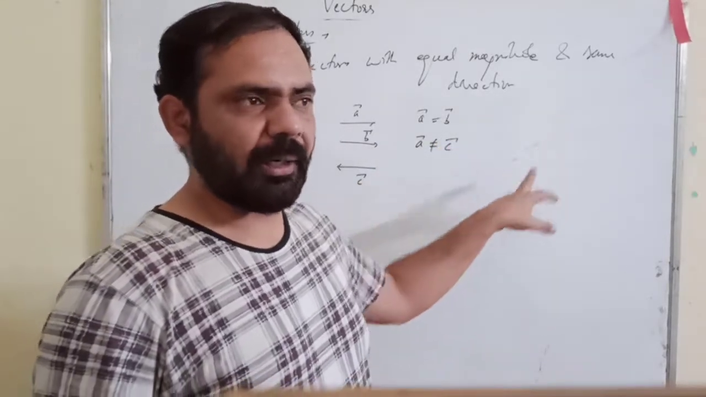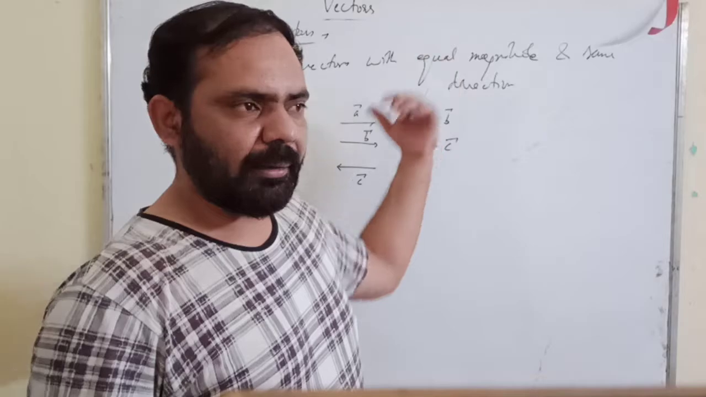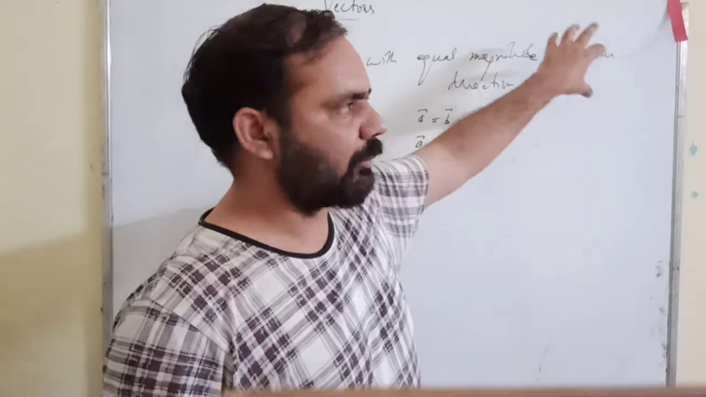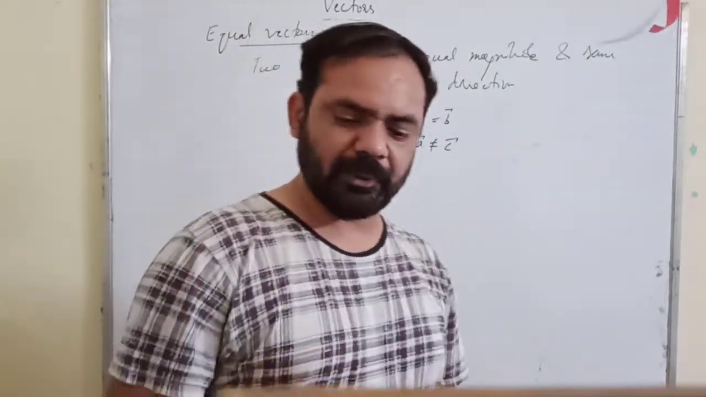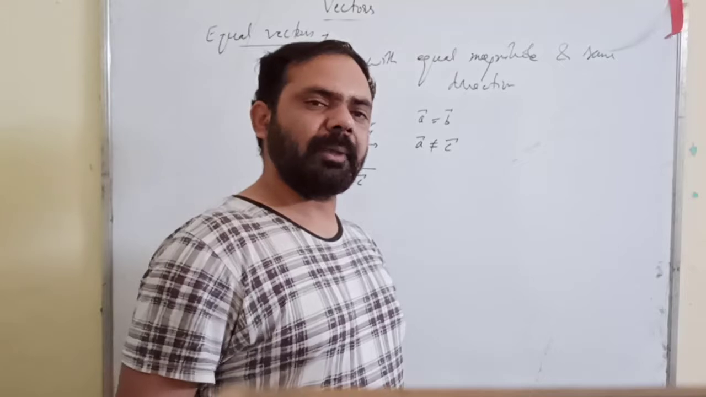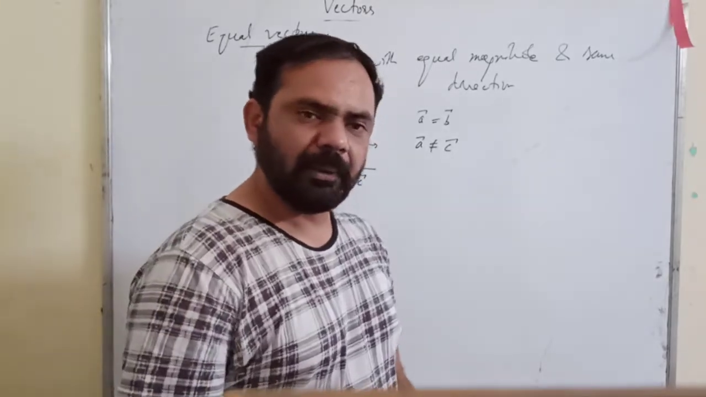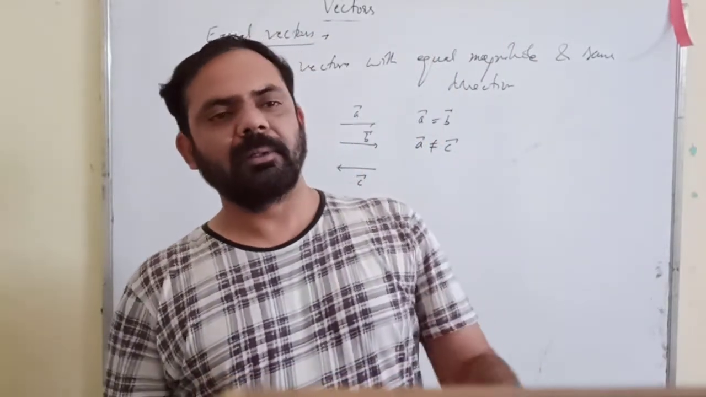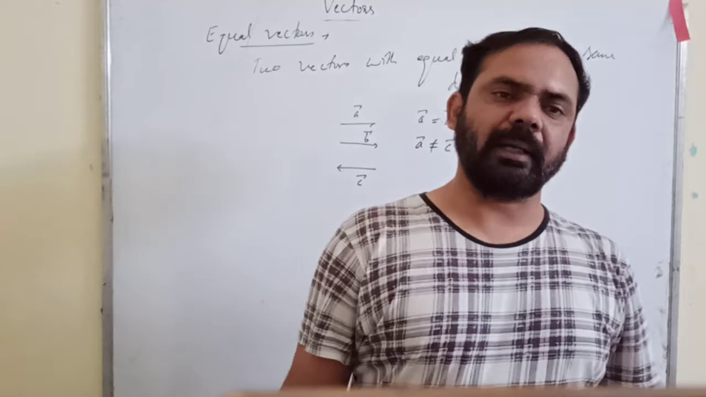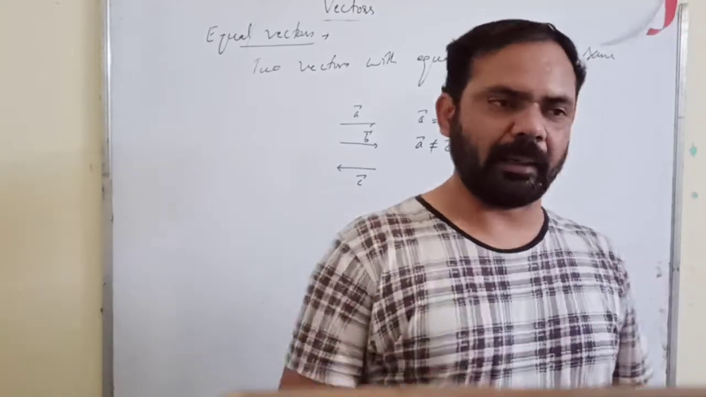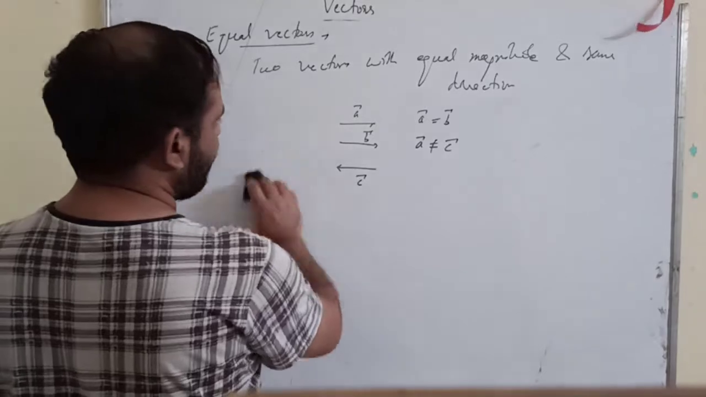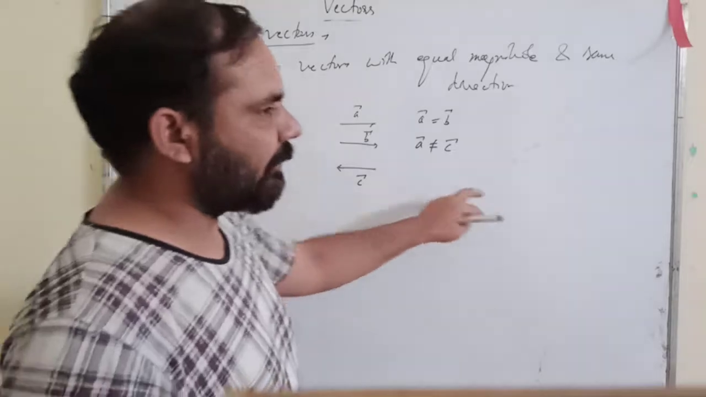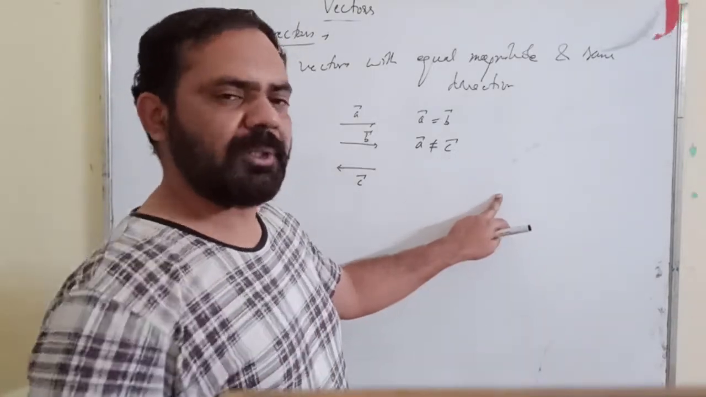How will you obtain magnitude? Under root x square plus y square plus z square. And what will be your unit vector? That expression I just wrote here. That was the expression for unit vector: x upon under root x square plus y square plus z square i cap, plus y upon under root x square plus y square plus z square j cap, plus z upon under root x square plus y square plus z square k cap. So for equal vectors, you will have to obtain the magnitude, that must be equal. You will have to obtain the unit vectors, and that should be same, right?